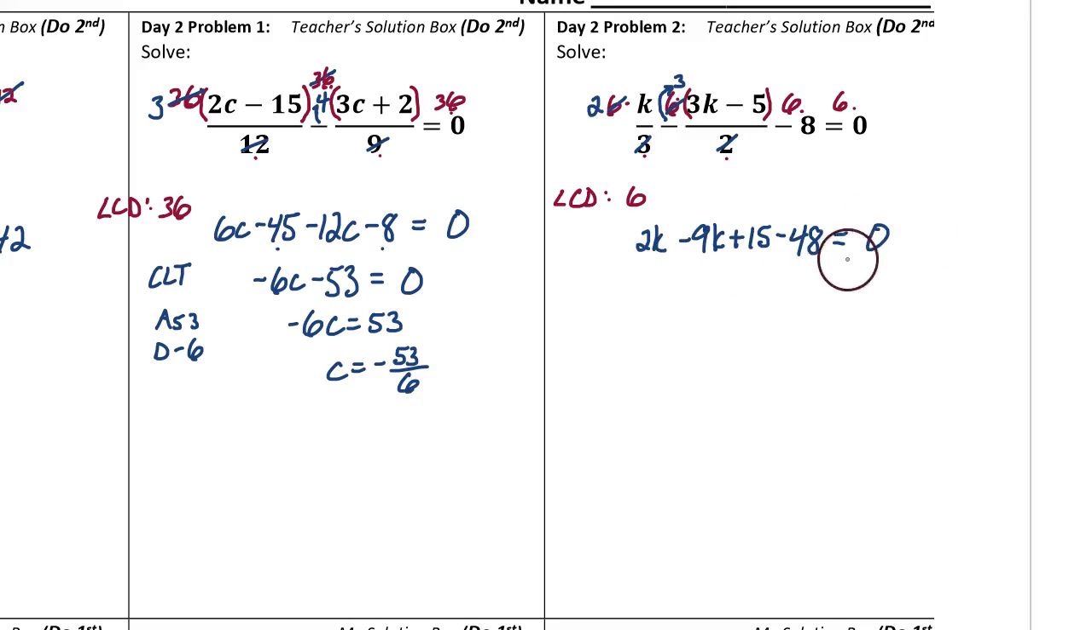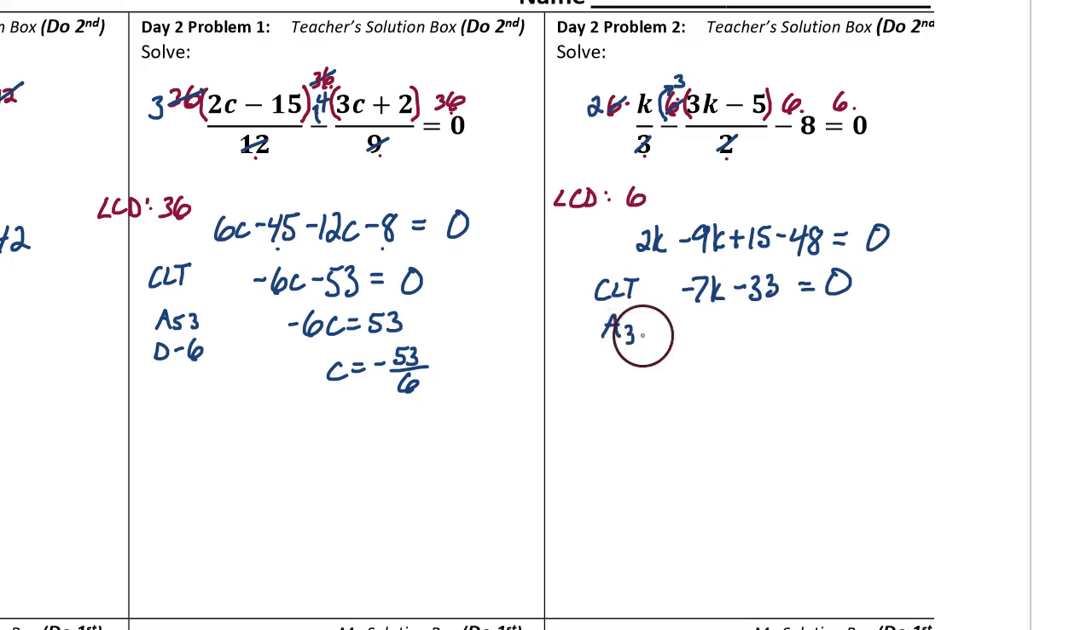Now let's solve this equation, which has no fractions left in it. First step, combine like terms. 2k minus 9k is negative 7k. And then combine the constants. 15 minus 48. That's negative 33. And that's equal to 0.